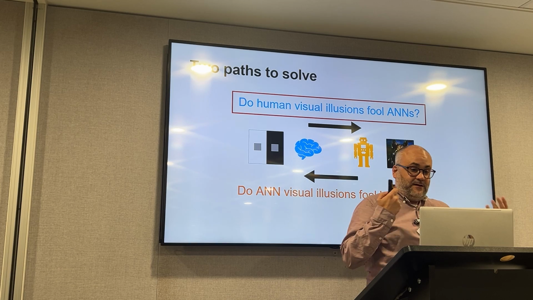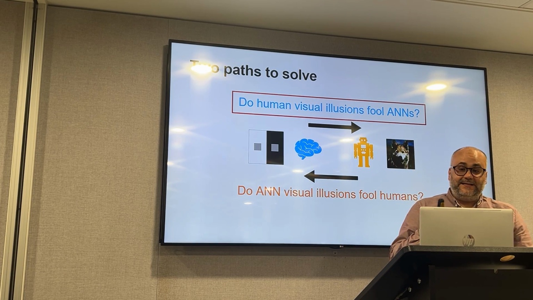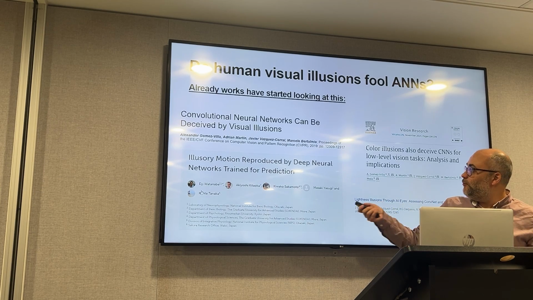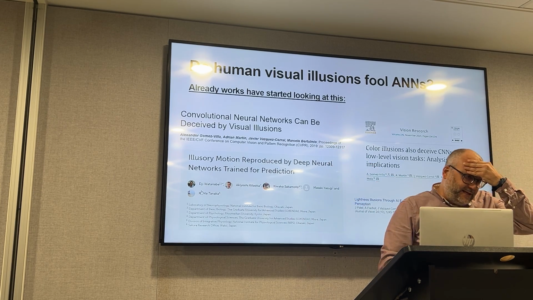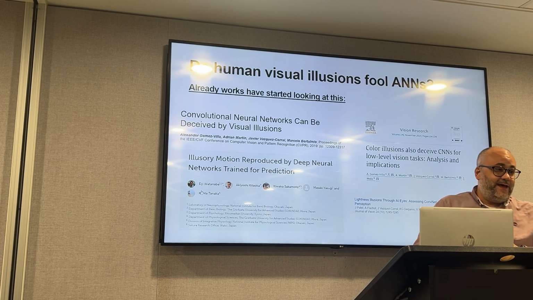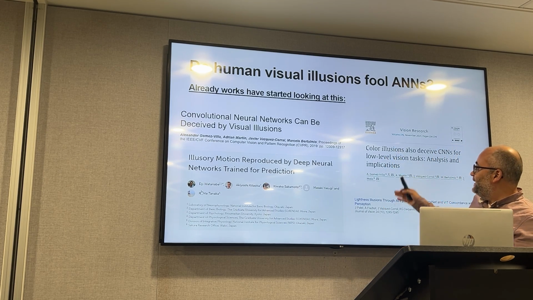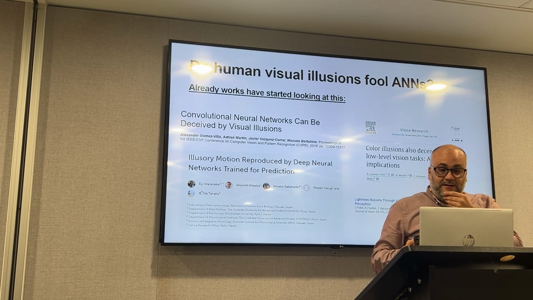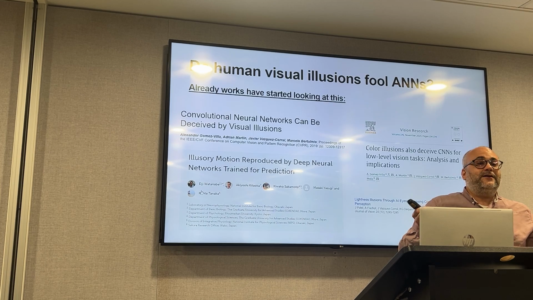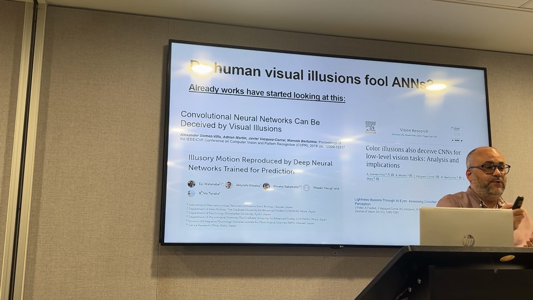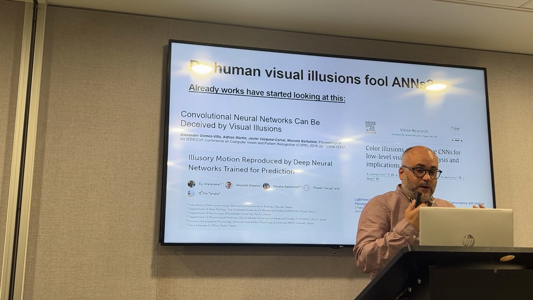On the first one, do human illusions fool ANNs? Of course there are some previous works on this. Probably the first work was our paper in CVPR 2019, where we looked at this for end-to-end models, autoencoders, but there have been lots of different works also for illusory motion and so on. So we are not the first to do it, but we are the first to get into this step of diffusion models. And what did we find?